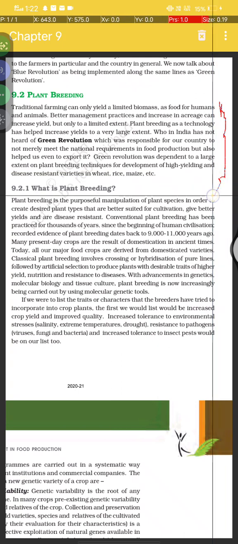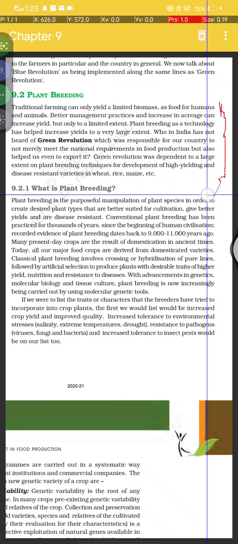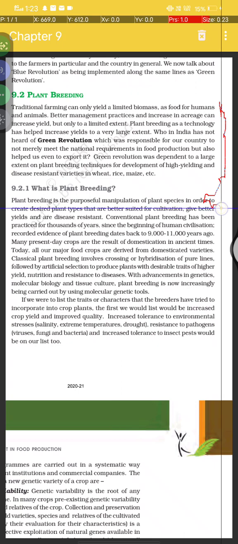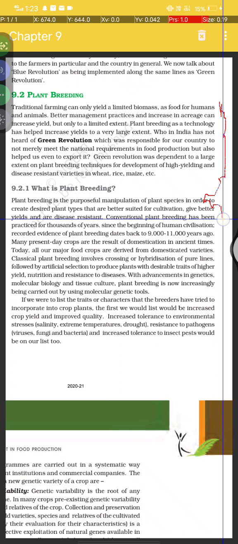What is plant breeding? प्लांट ब्रीडिंग क्या होता है? अभी तुमने प्लांट ब्रीडिंग पर पढ़ा है, तो फिर से पूरा गया प्लांट ब्रीडिंग होता क्या है। तो देखो, plant breeding is a purposeful manipulation of the plant species in order to create a desired plant type that is better suited for cultivation, gives better yield, and is disease resistant.